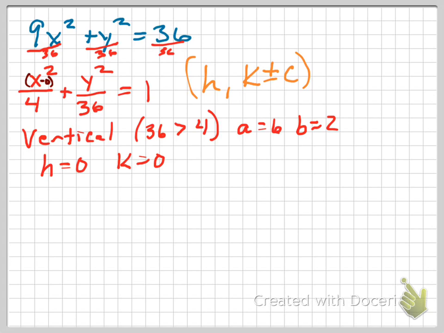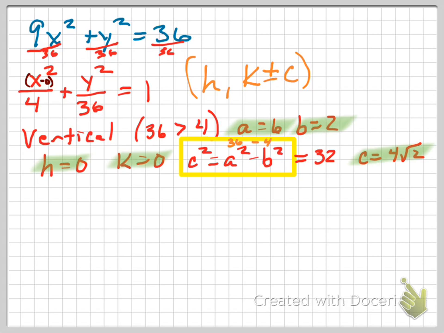So to find c, it's 36 minus 4. So c squared is 32. So you simply subtract the denominators to find c squared. And then you have to take the square root of it. And the square root of 32 is 4 root 2, once you simplify the square root of 32 using your root simplification skills.